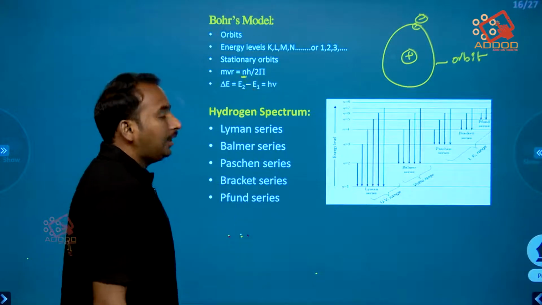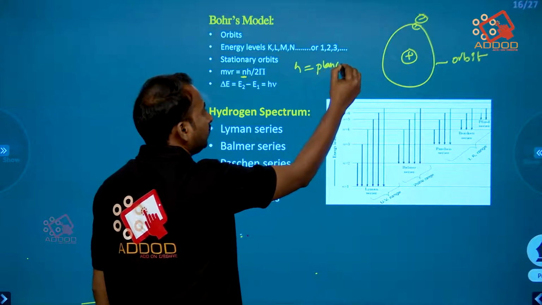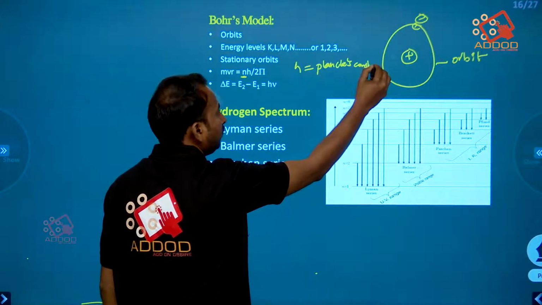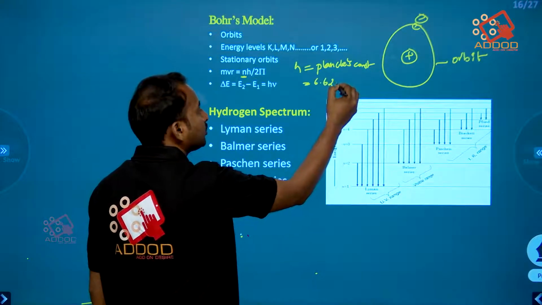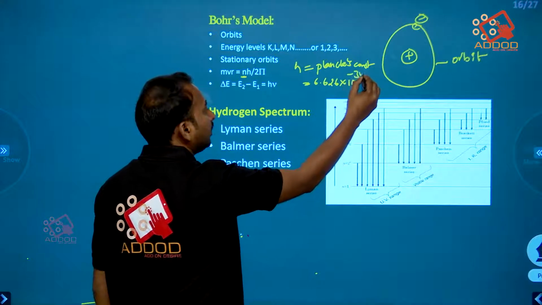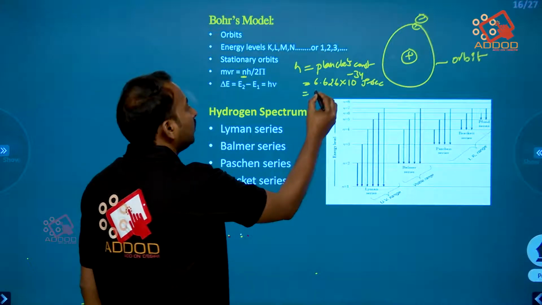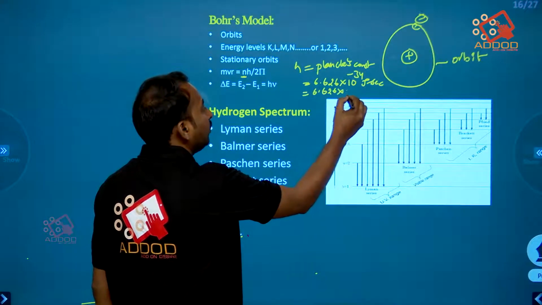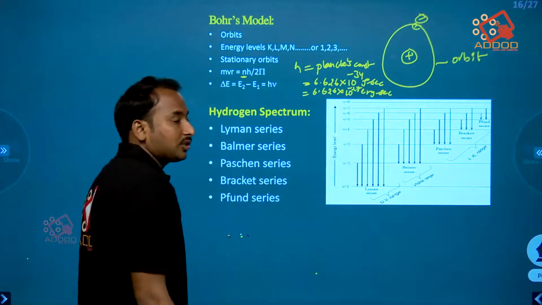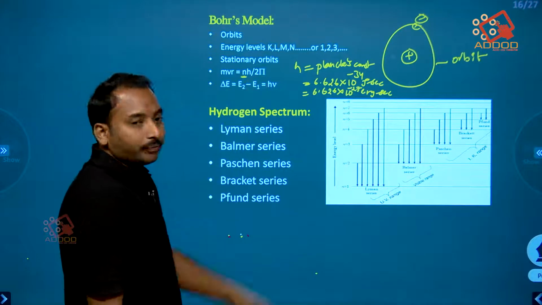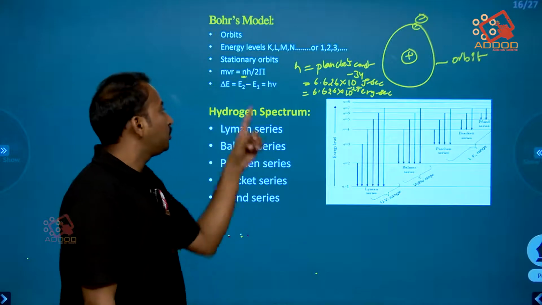And h is Planck's constant. The value of the Planck constant is 6.626 × 10^-34 joule second, which is the SI unit, and also 6.626 × 10^-27 erg second, which is the CGS unit. And the next, 2π. So this is the angular momentum of the electron. We can calculate using this formula.